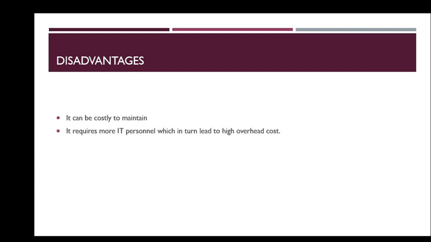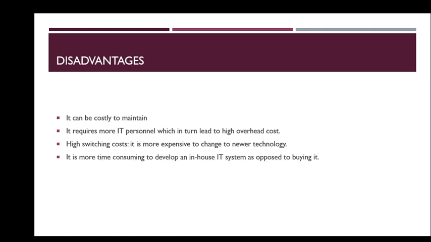Number two, it requires more IT personnel, which obviously leads to you having to pay all these IT personnel that are developing the system. Number three, it has high switching cost. It's more expensive to change to newer technology. That is straightforward. Number four, it is more time consuming to develop an in-house IT system as opposed to buying it. In other words, it takes more time for you to develop than you buying a system. And number five, it has a high development and maintenance cost, just like we have explained.